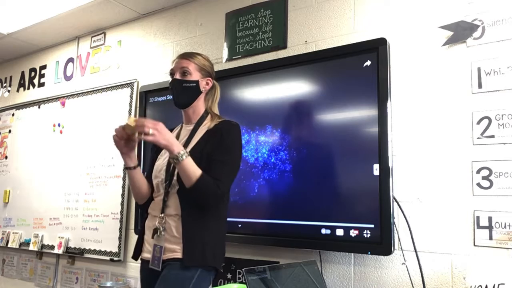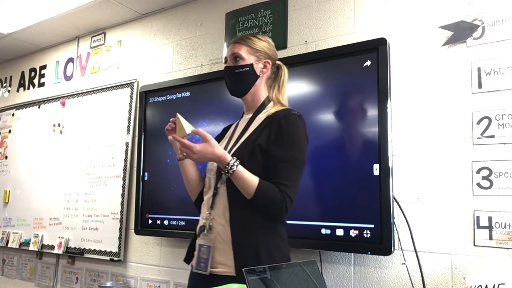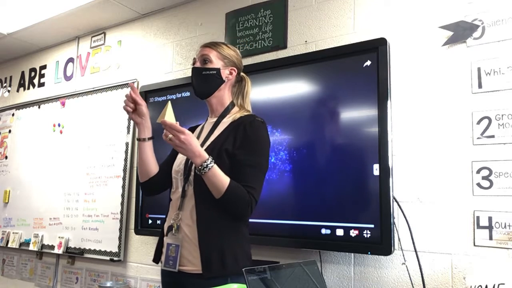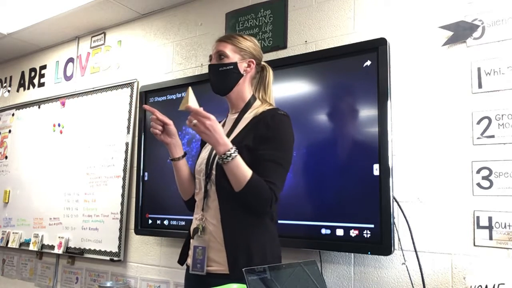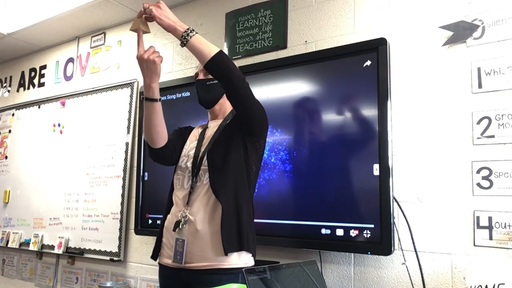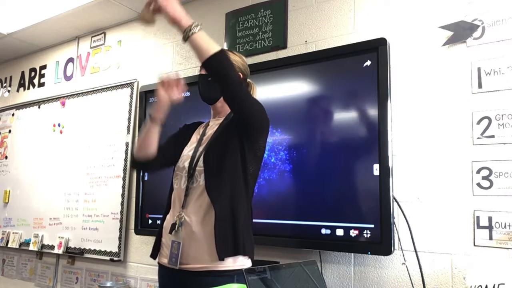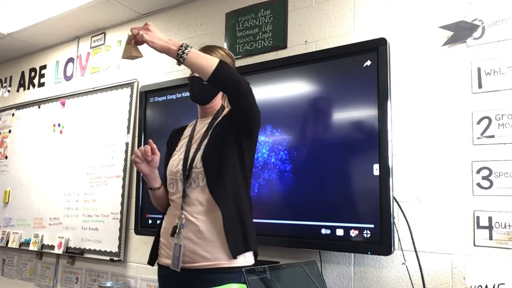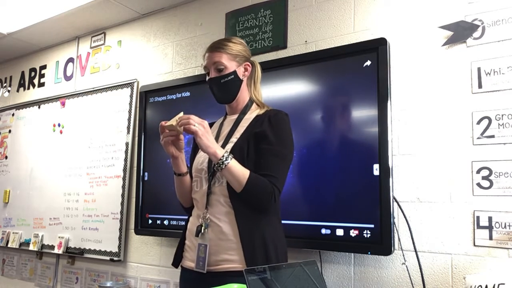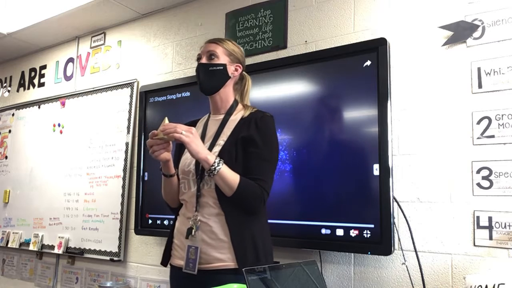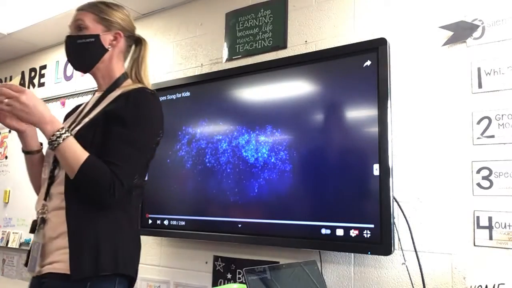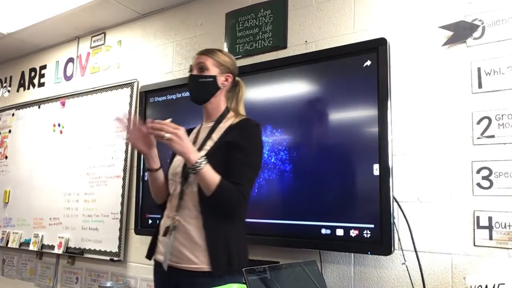Now, the vertices mean the points or the corners. If you only have one of them, it's called a vertex. But on all these, you're going to have more than one. Help Mrs. Murphy count the bottom ones first. 1, 2, 3, 4, 5. So this one has 5 vertices. It had 5 vertices, 5 faces, and 8 edges. So these 3D shapes can have different amounts.